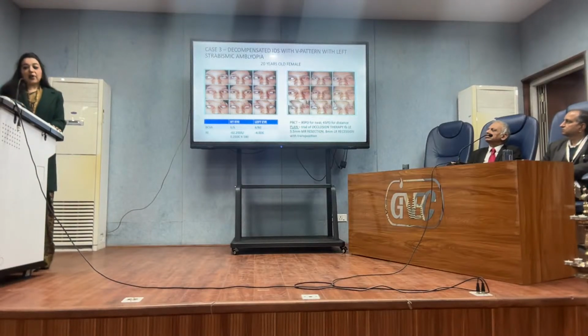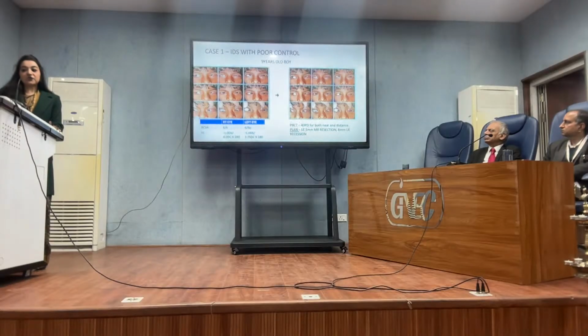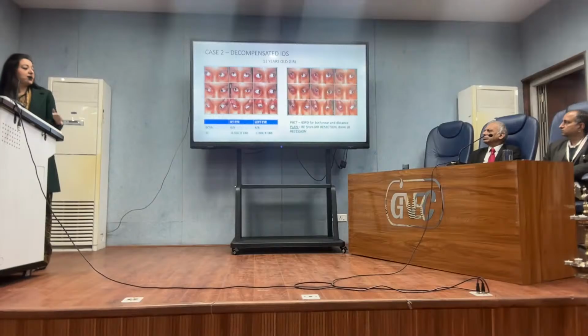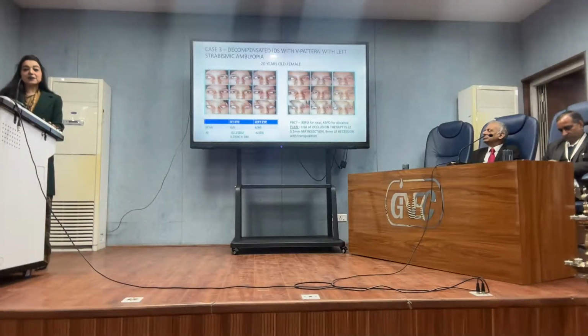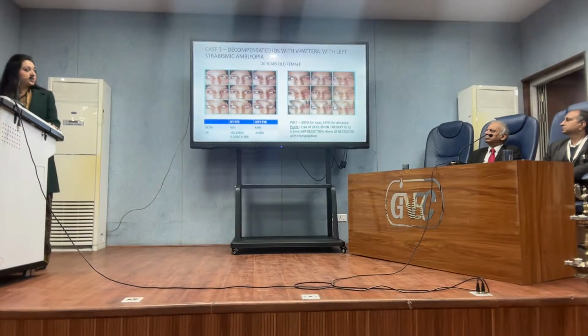Here is the third case of decompensated IDS, an adult female. Here to notice that the V pattern which is present is not because of oblique overaction, and there was a left strabismic amblyopia. In these previous cases, because it was an alternating IDS, we did a unilateral surgery, but we could have also gone ahead with a bilateral lateral rectus recession. But usually in cases of amblyopia, we prefer to operate the amblyopic eye, and because here the V pattern is not because of oblique overaction, we could have just transposed the MR and LR. And also a trial of occlusion therapy should be given for all cases of amblyopia before proceeding to surgery.